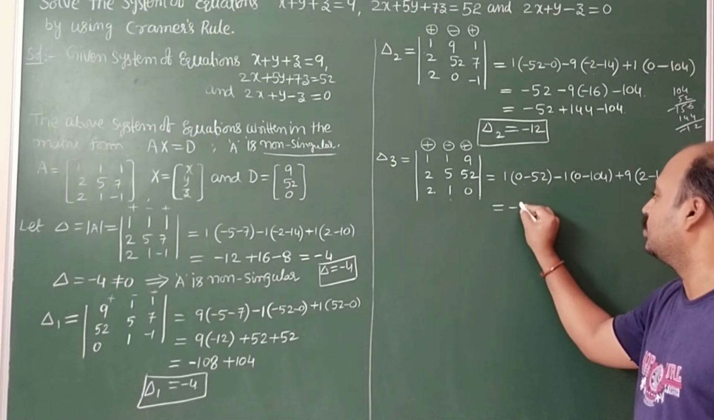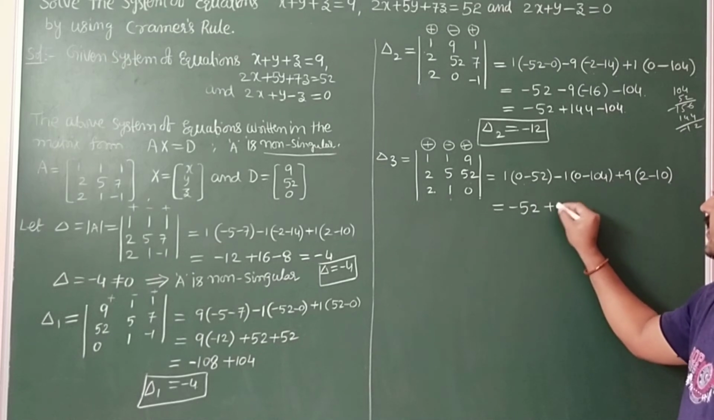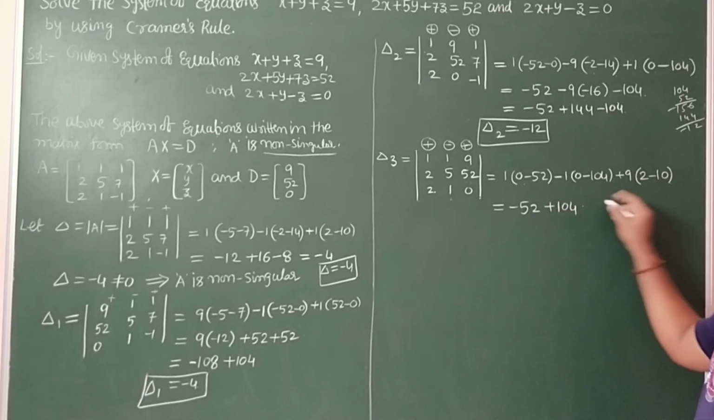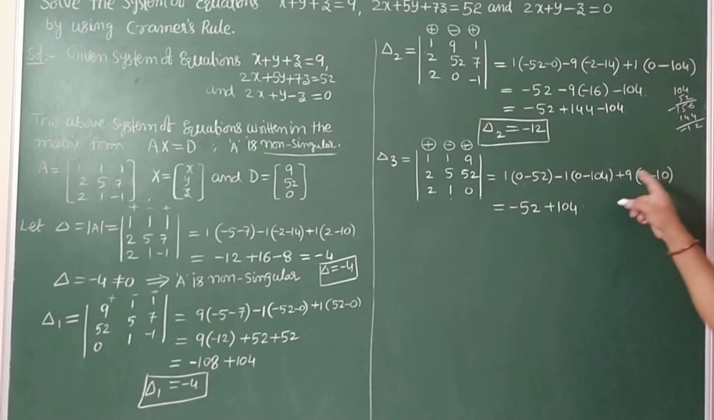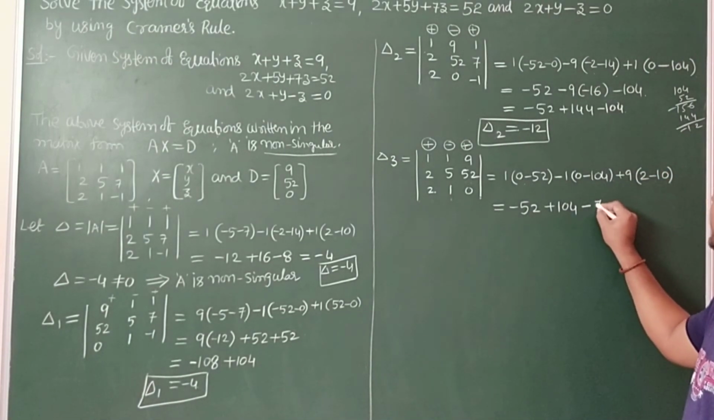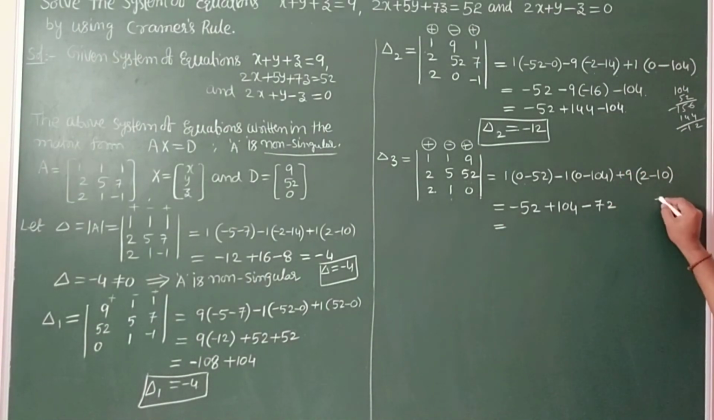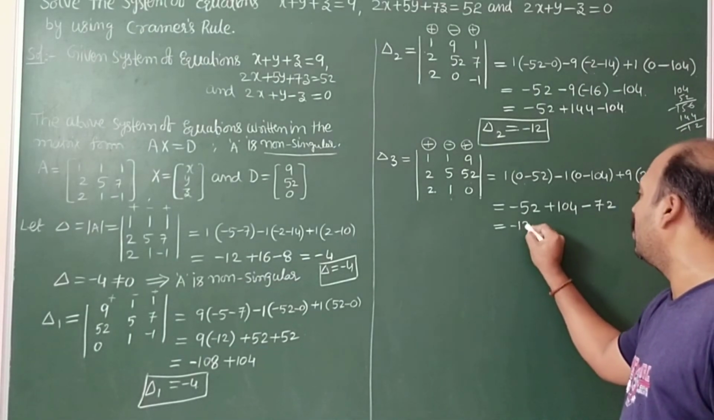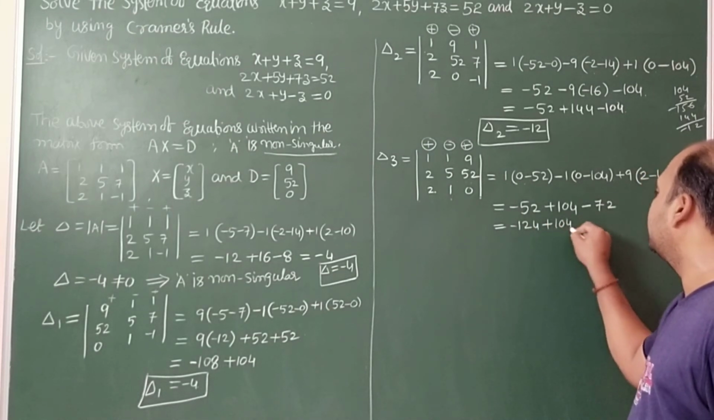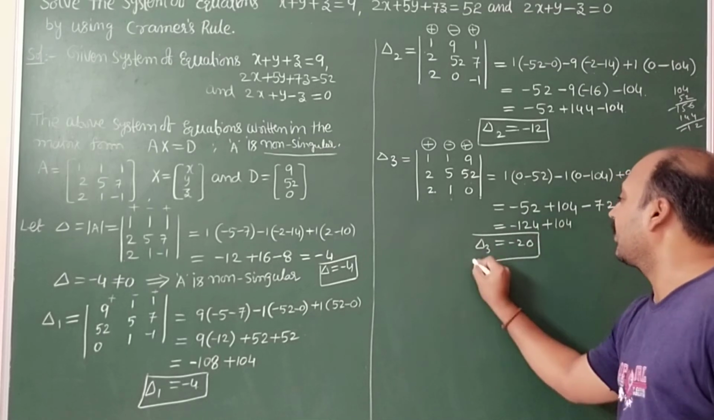Next, plus 9 into 2 minus 10. So minus 52. Here minus into minus is plus 104. 2 minus 10 is minus 8. 8 into 9 is 72. So which is equal to minus 72, minus 52, both are minus now. Minus 124 plus 104 is equal to minus 20, which is delta 3.